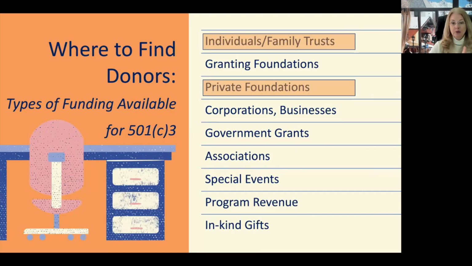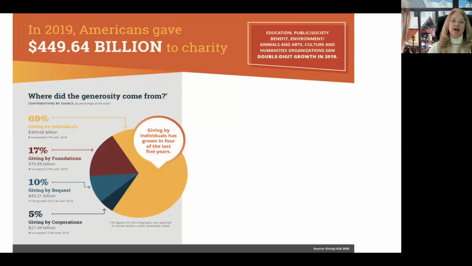Okay, so why are we focusing on individuals, family trusts, and private foundations? Well, every year Giving USA does a report on giving for the past year. The one for giving in 2020 has not come out yet, although I do have some initial reports that I will share with you. However, in the 2019 report, when we look at how much Americans gave, they gave $449.64 billion to charity. But what I want you to notice is, where did that generosity come from?